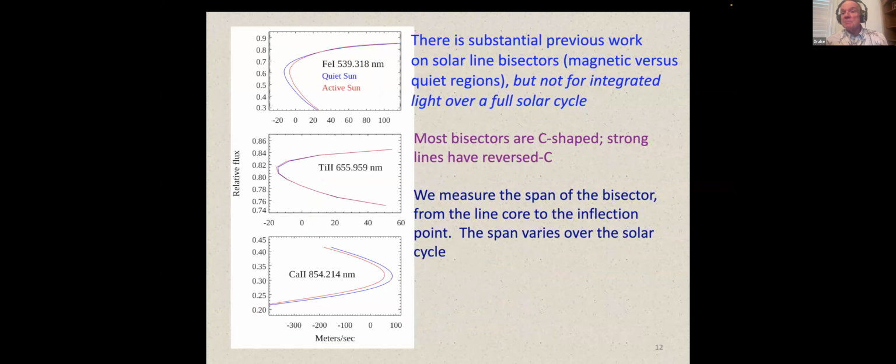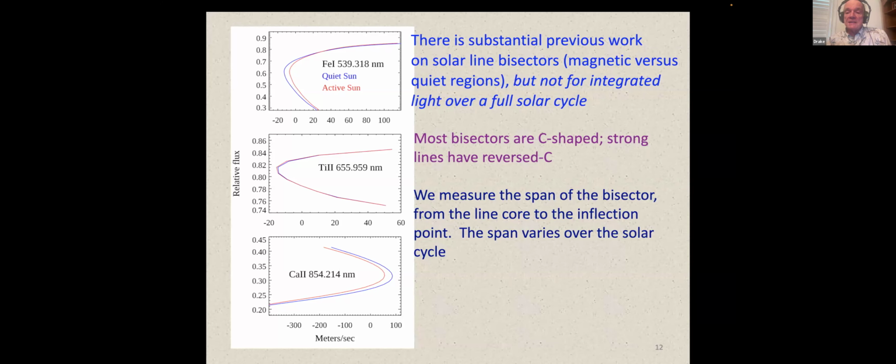Now, first I should say there's substantial previous work on solar line bisectors. High-resolution spectra have been taken on the disk of the sun in magnetic regions versus quiet regions, but not for integrated light over a full solar cycle, especially with multiple lines. So we've measured 19 lines over the full solar cycle in integrated light, and I've shown you some of the bisectors here. Now, these bisectors that I plotted here are not individual bisectors.